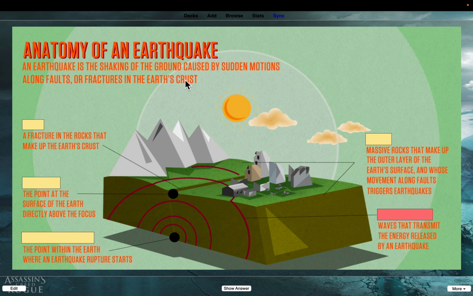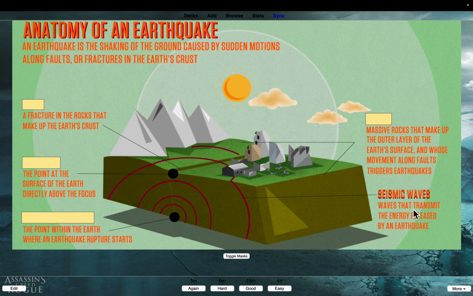Relative motion. Okay, anatomy of an earthquake. What do you call this? I believe this is not the epicenter. Seismic waves. Okay, so they are waves that transmit the energy released by an earthquake.